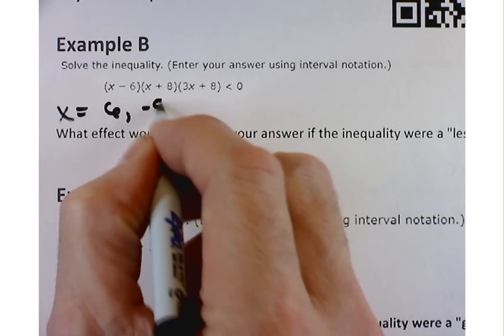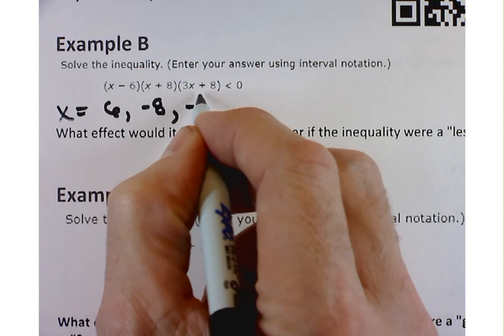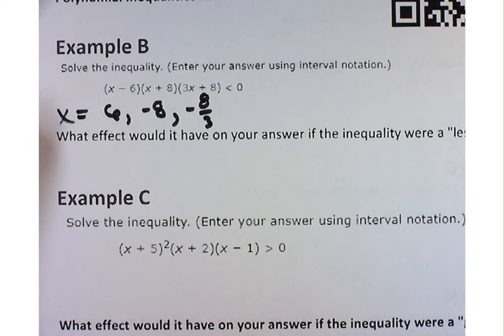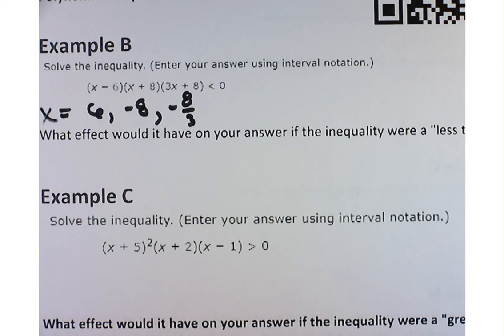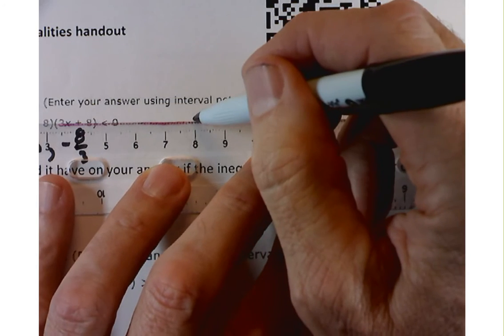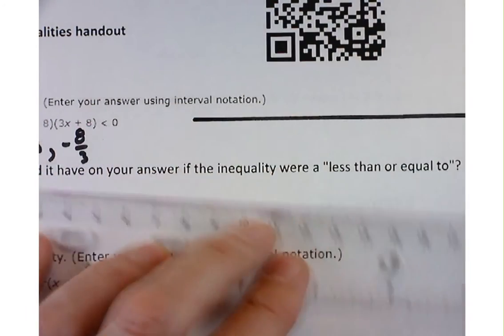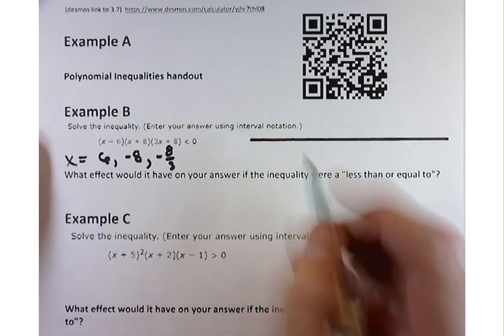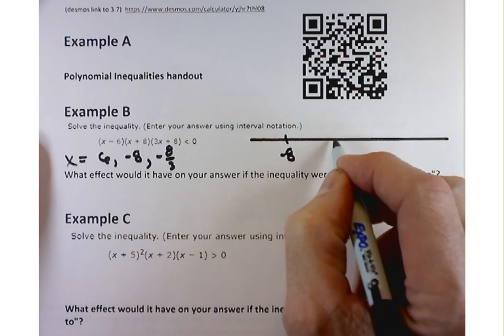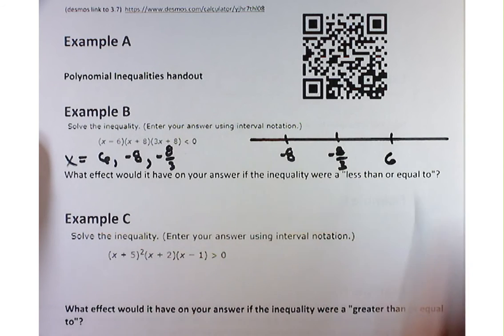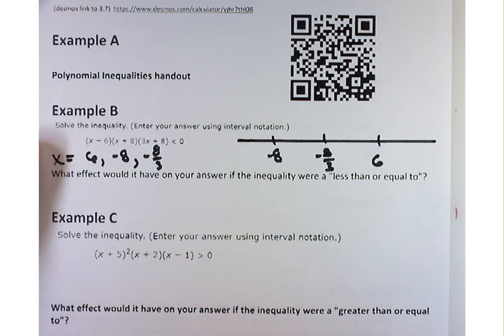6, -8, and -8/3. Perfect. Okay, so if it's equal to 0 there, let's put those on the number line and see what happens. So put those on the number line. Now you need to put them on in order from lowest to highest. So it'd be -8, -8/3, and 6. Great.